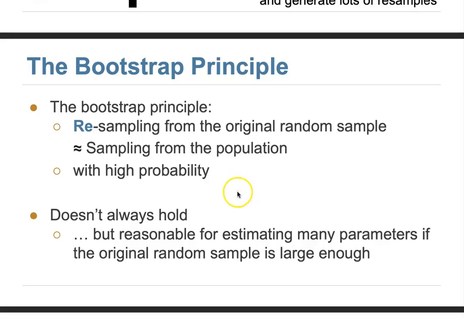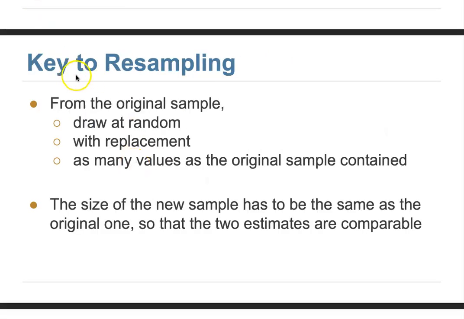But remember one thing: to reasonably estimate many parameters from the population, the original random sample should be large enough. So that's why, when we do our resampling, we have a reliable original sample of large enough size. Our resampling from the original random sample is similar to sampling from the population again. So that's the key to the resampling.